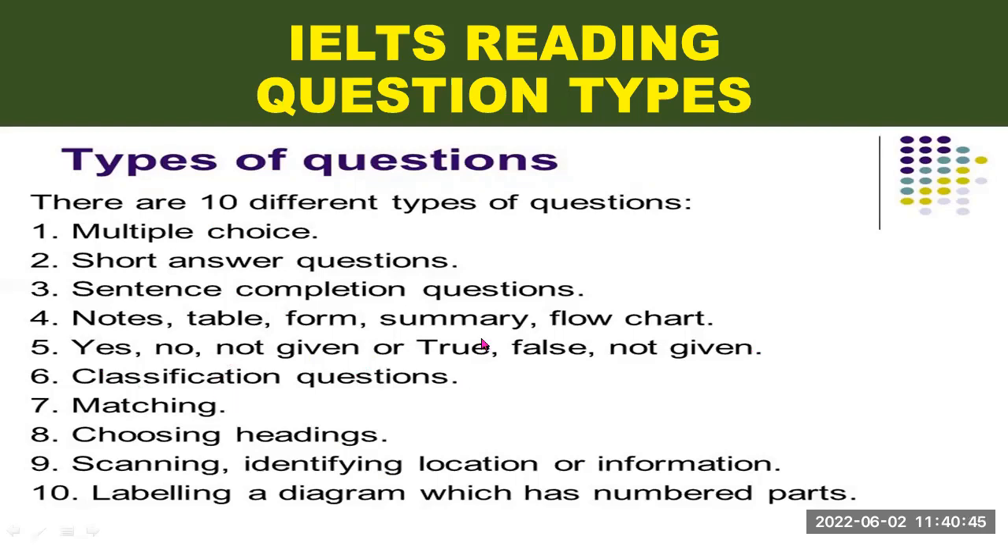Now, number 6, classification questions. 7, matching questions. 8, choosing headings. 9, scanning, identifying location or information. And 10, labeling a diagram which has numbered parts. There are various types of questions, but they are all simple. Now, if you have gone through the IELTS listening lessons, you must have understood what these various question types are about, because we have actually looked at them one by one.